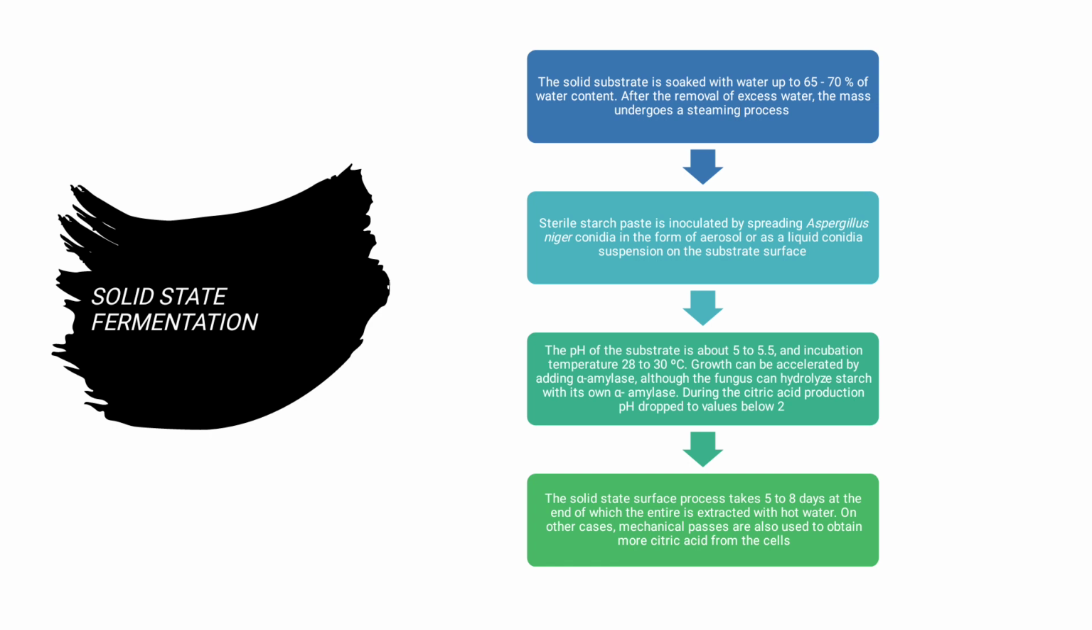Although the fungus can hydrolyze starch with its own alpha amylase, during the citric acid production the pH drops to a value below 2. The solid state surface process takes 5 to 8 days, at the end of which the entire mass is extracted with hot water. In other cases, mechanical presses are also used to obtain more citric acid from the cells.